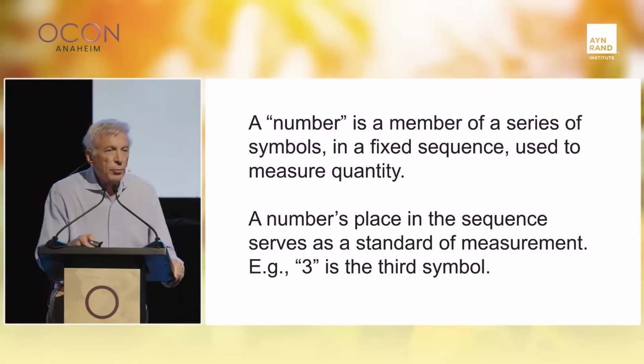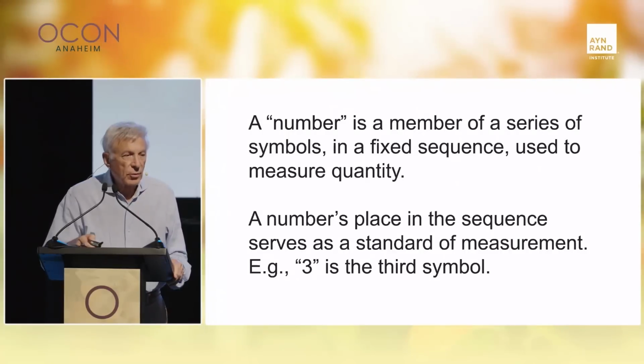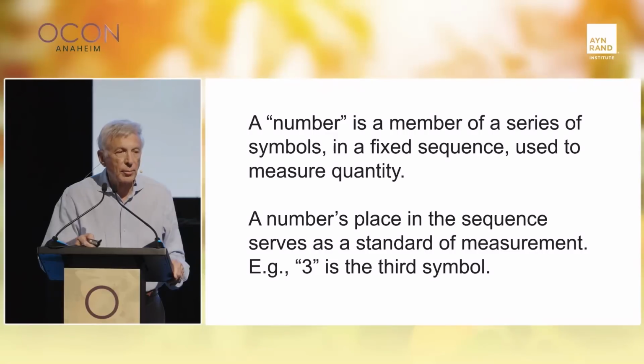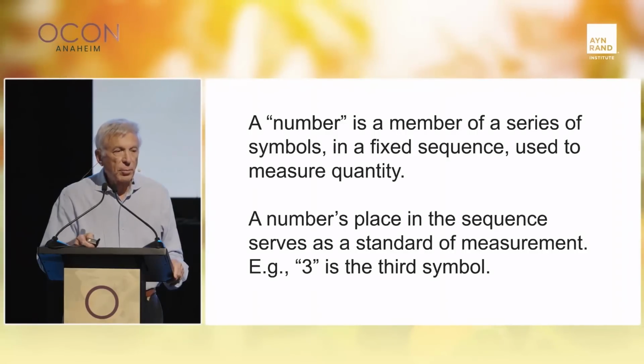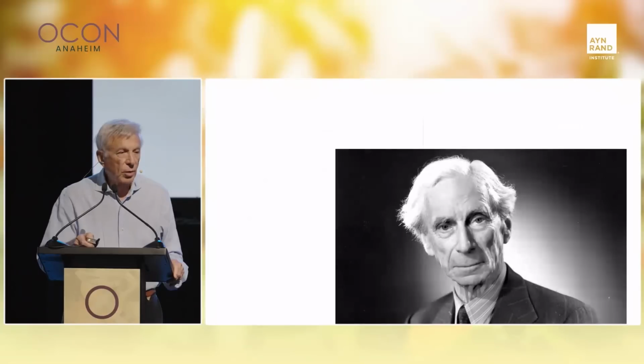A number's place in the sequence serves as a standard of measurement. And then before that, I gave my definition of number. A number is a member of a series of symbols in a fixed sequence used to measure quantity. A number's place in the sequence serves as the measurement. 3 is the third symbol, and then we get to this guy.